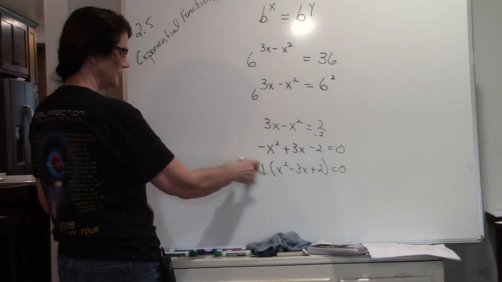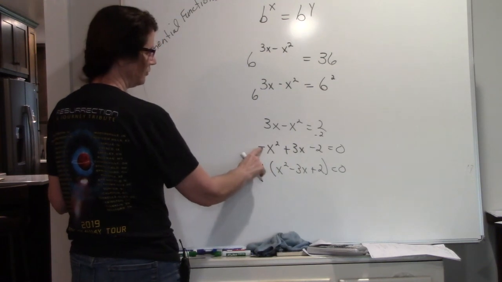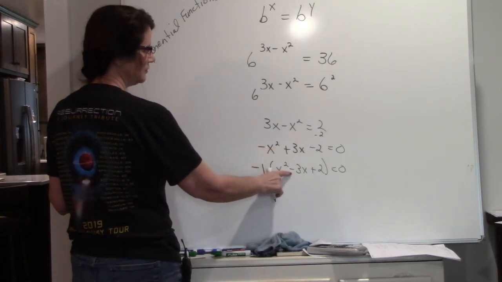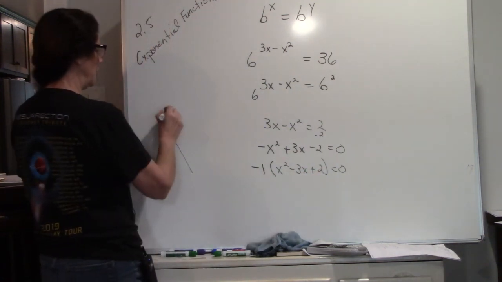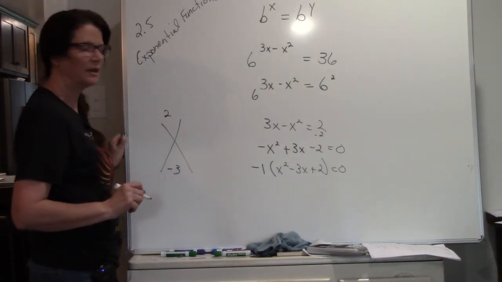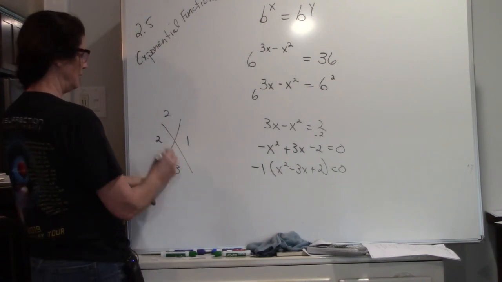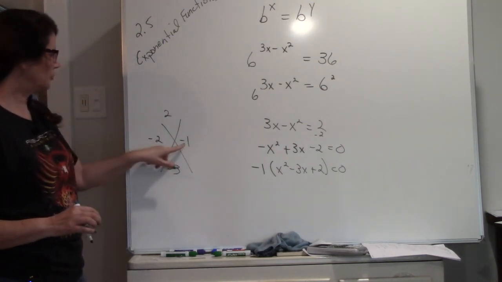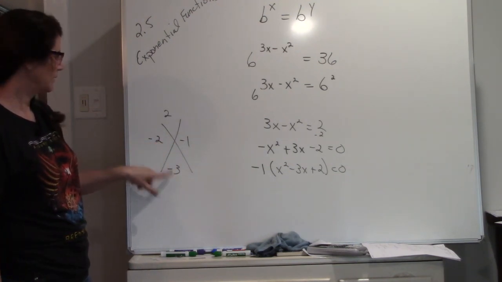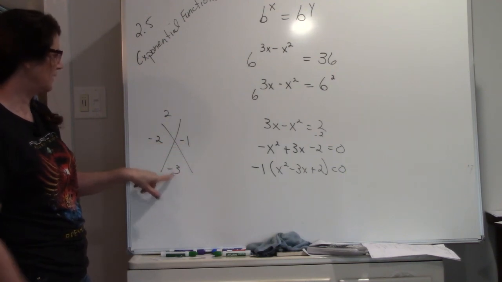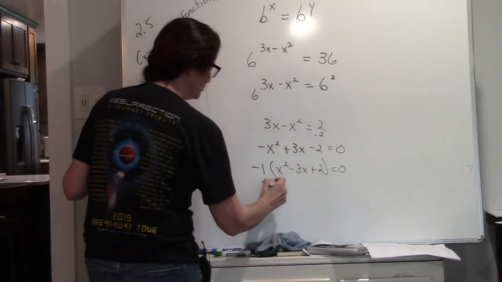Okay? So now this negative 1 has been pulled out, and all I did is change the signs. This went from negative to positive. This went from positive to negative. This went from negative to positive. And now I can factor this. So what do I multiply to get 2 and add to get negative 3? Well, the only factors of 2 are 2 and 1. The only way for me to add them and get negative 3 is to make them both negative. Negative 2 plus negative 1 is negative 3. Negative 2 times negative 1 is a positive 2. Okay, so those are my factors.